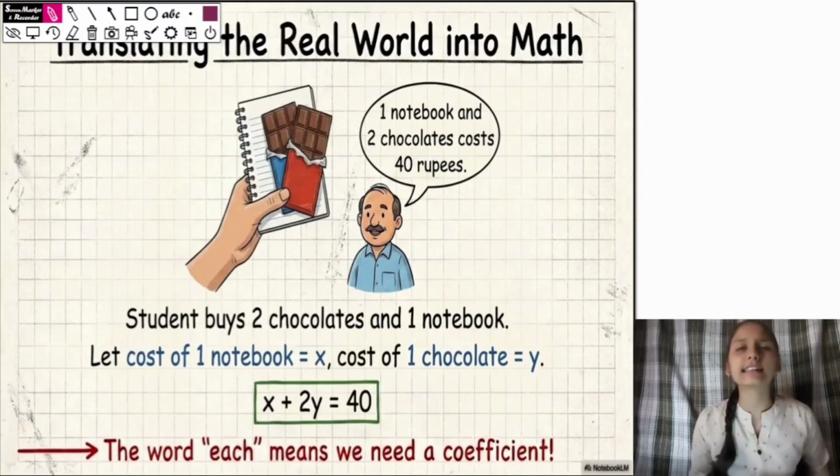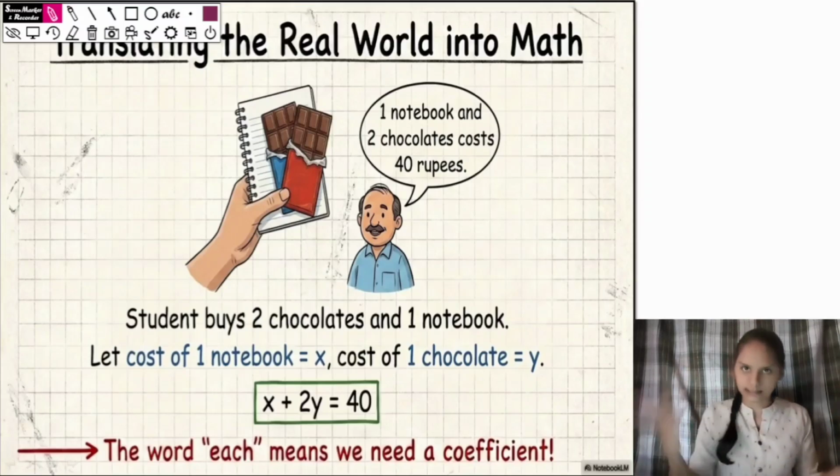But before that, let's get introduced to our chapter. What is the equation? Then let's start making the equations, solving them by graphical method, substitution method, elimination method.